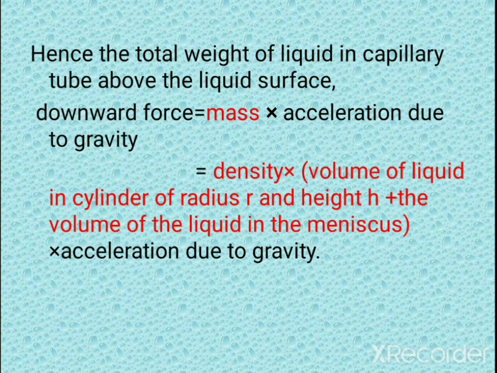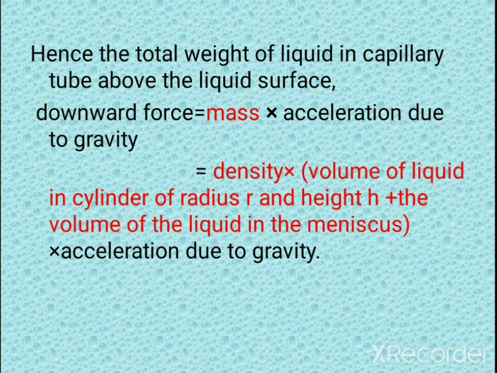Now again, the total weight of the liquid in the capillary tube above the liquid surface is the downward force, equal to mass into acceleration due to gravity. That is F is equal to m into g. So instead of mass we can write density into volume. So density into volume of the liquid in the cylinder of radius r and height h, plus volume of the liquid in the meniscus. Here we have taken the volume of the total liquid.